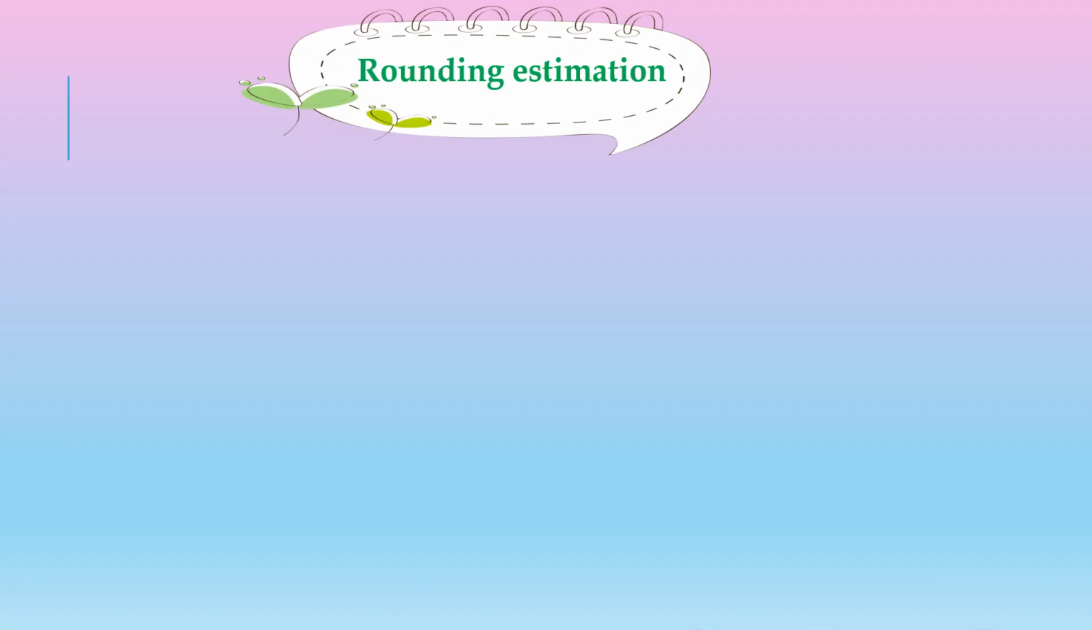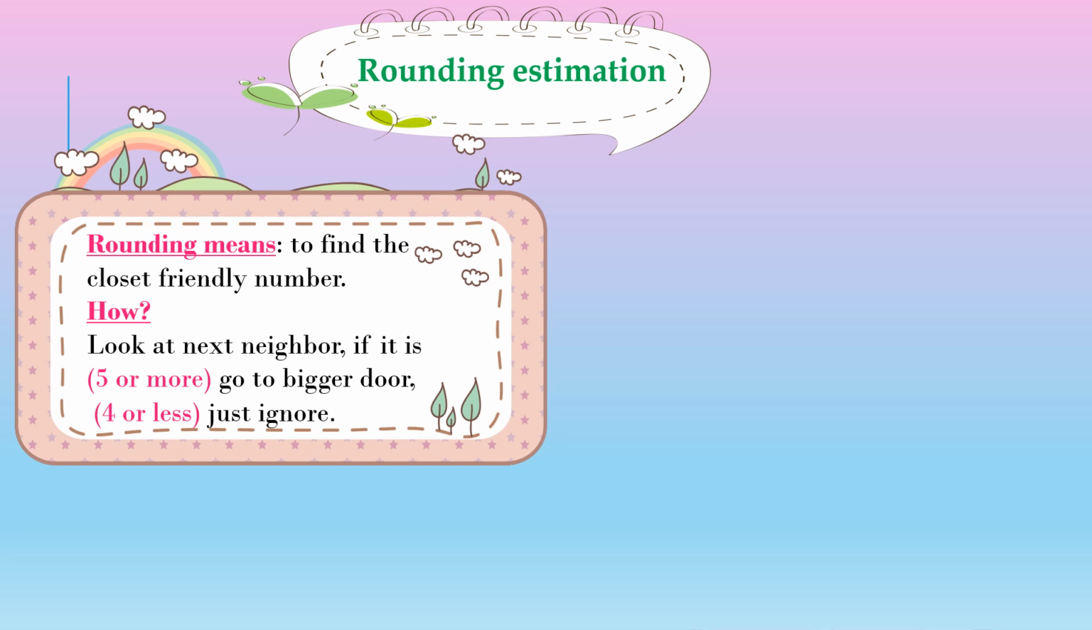Rounding estimation. Let's remember rounding. Rounding means find the closest friendly number. How? Look at the next neighbor. If it's 5 or more, go to the bigger door. 4 or less, just ignore.